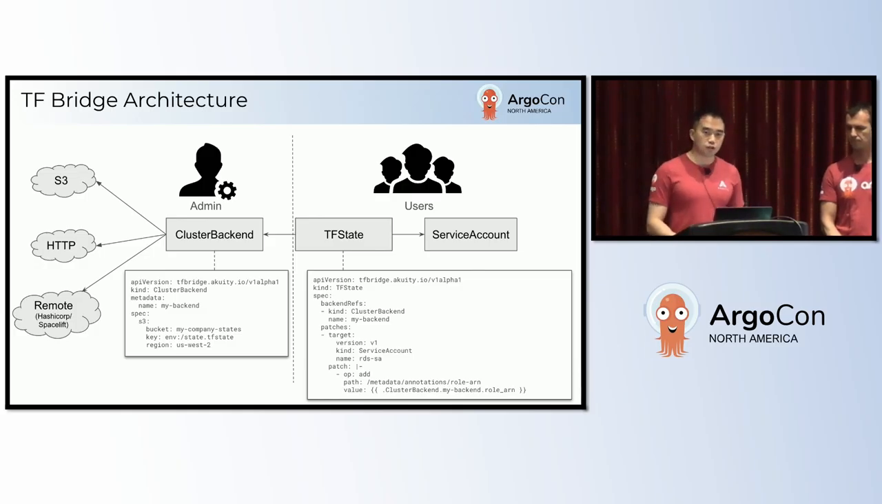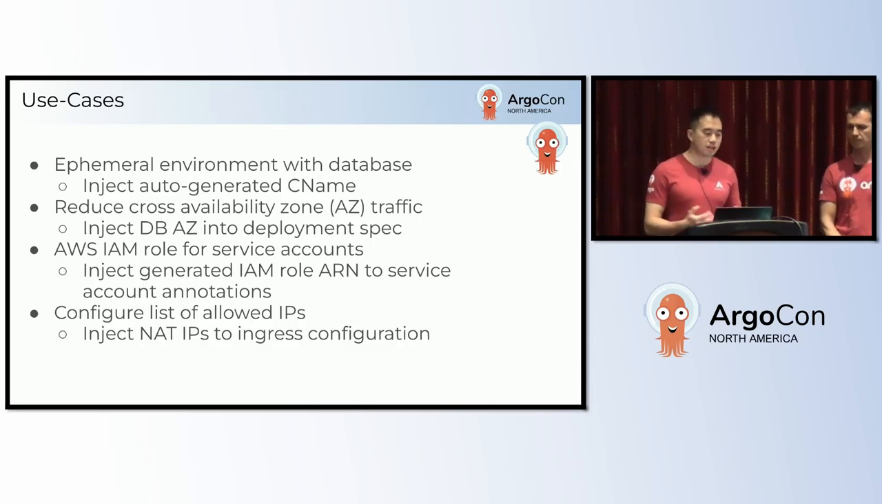So now that you know what TF Bridge can do, let's see what kind of situations we can use TF Bridge for. Here are some example use cases that we ourselves are actually using. Imagine you need to create ephemeral environments with databases for your testing branches or ad hoc teams. The database CNAMEs generated on AWS are usually random names. So with TF Bridge, you can inject those auto-generated CNAMEs into your application configuration file or even the deployment itself directly.